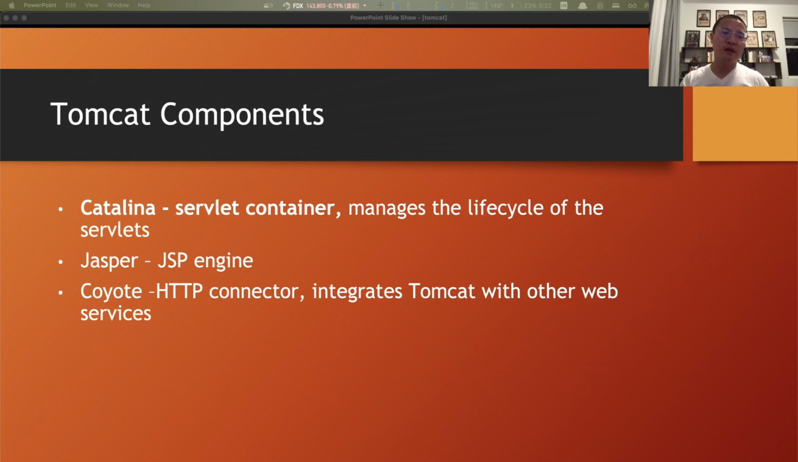All right. Last but not least, Coyote. Coyote represents connector components, which listen for incoming requests on a specific TCP port and forward requests to the Tomcat engine. Once Tomcat receives the request, it starts processing the request and then sends back the response to the client in the form of HTTP.